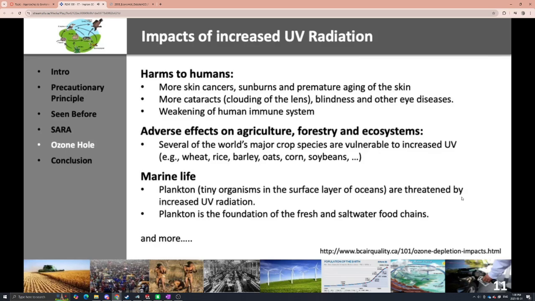Having lower concentrations of stratospheric ozone is really not a good thing, because there are serious consequences of increased ultraviolet radiation at the Earth's surface. First, there are serious health risks for humans, such as increased likelihood of skin cancer, cataracts, and other eye diseases, and a general weakening of the human immune system.